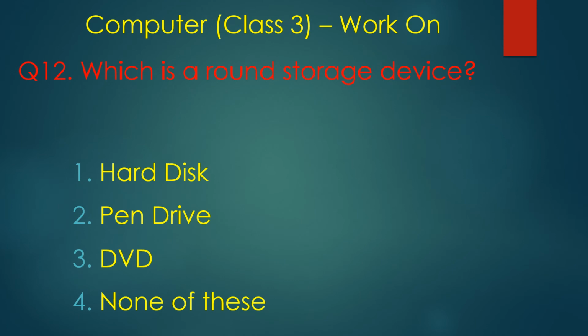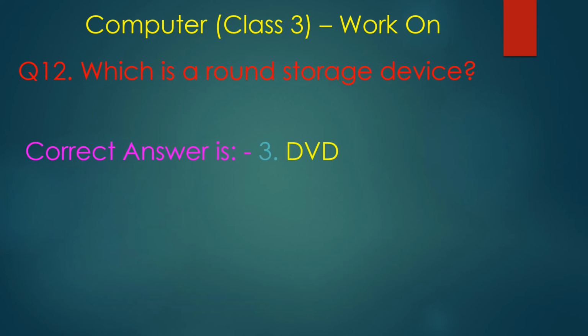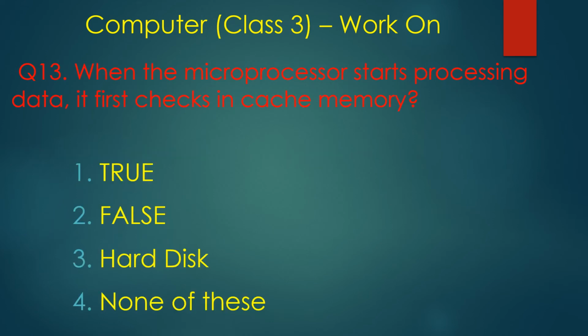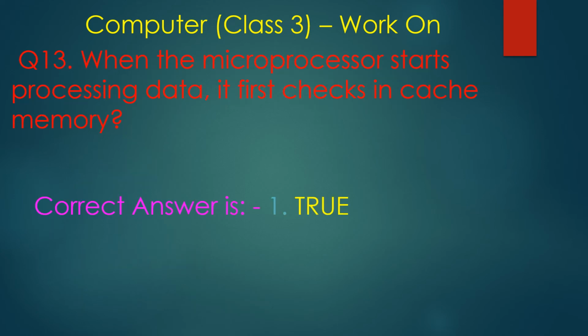Which is a round storage device? Hard disk, pen drive, DVD, none of these. DVD is a round storage device. When the microprocessor starts processing data, it first checks in the cache memory. True, false, hard disk, none of them. This is true, because when the microprocessor starts processing data, it first checks in cache whether it is available or not. Then it processes.